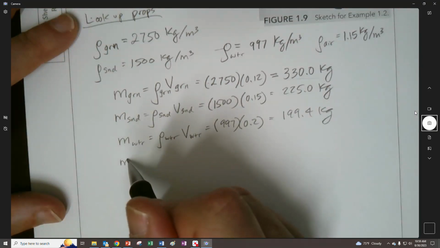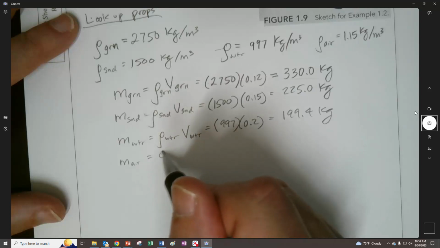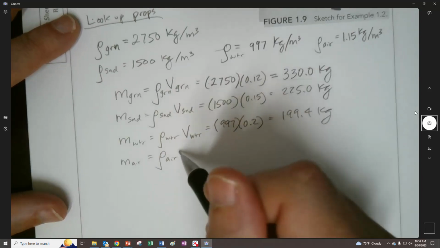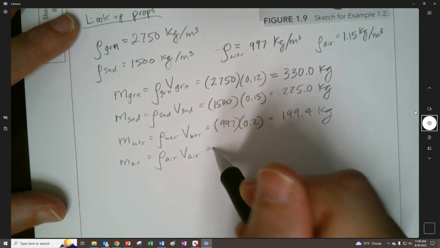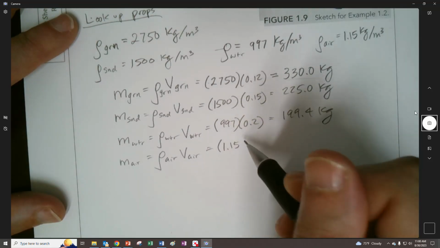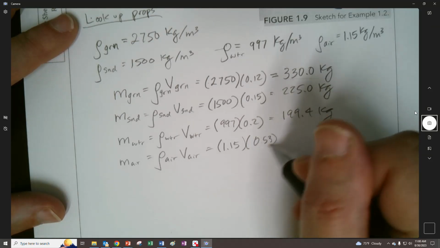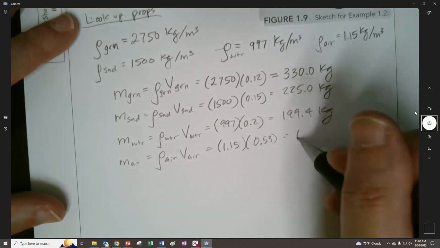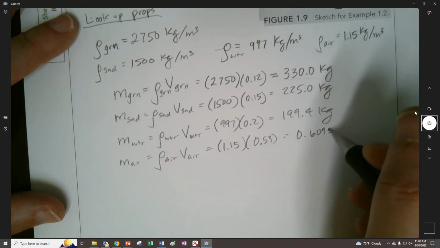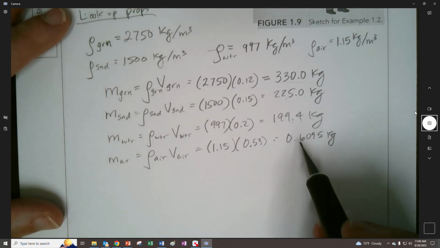And then the mass of the air, which is stupid. Don't say stupid. That's mean. The kids were not allowed to say stupid when you're a little kid. You're not allowed to say it. 0.6095 kilograms. I mean, look how small that is compared to these others right here.